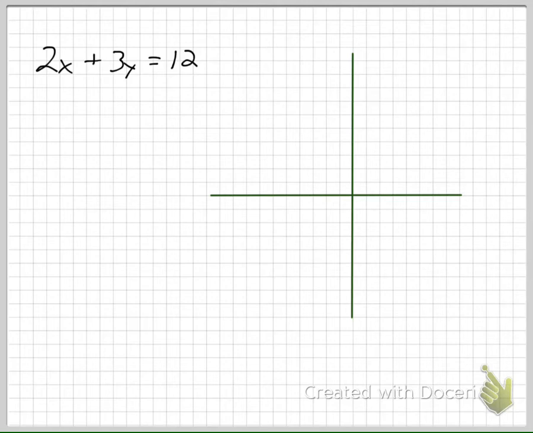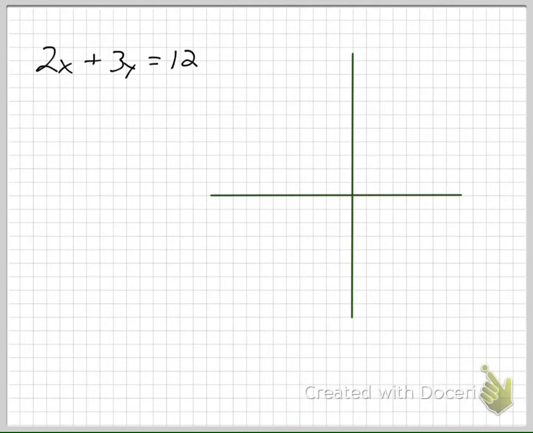So if we want to know how to graph it, one way would be to figure out when x is 0. Whenever x is 0, what's that going to be? Look at it. Wherever our line is, our line could be like this, like this, like this. What is going to be true? When x is 0, it's going to be on the y-axis. Agreed?